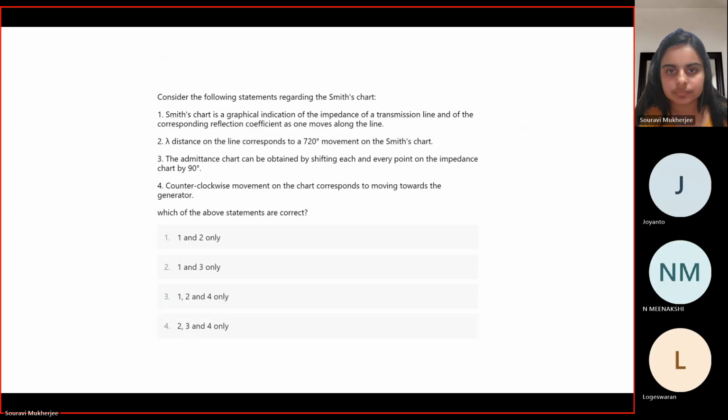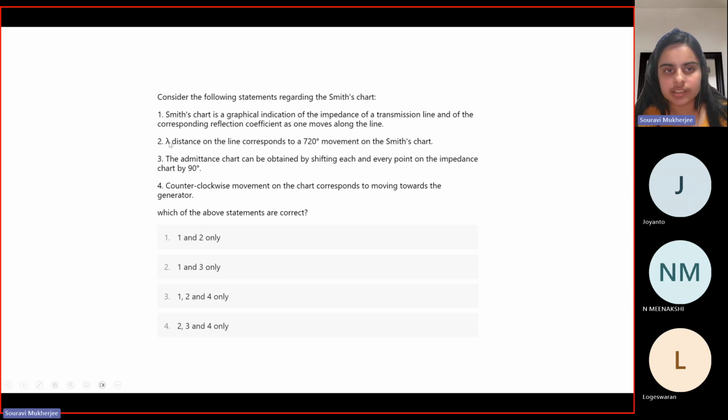So now, based on what we have discussed till now, let us try to answer these questions. These are little conceptual questions which will make our concepts clear. Here it says that the Smith chart is a graphical indication of the impedance of a transmission line and of the corresponding reflection coefficient as one moves along the line. So this is true. This is the basic definition of a Smith chart, right?